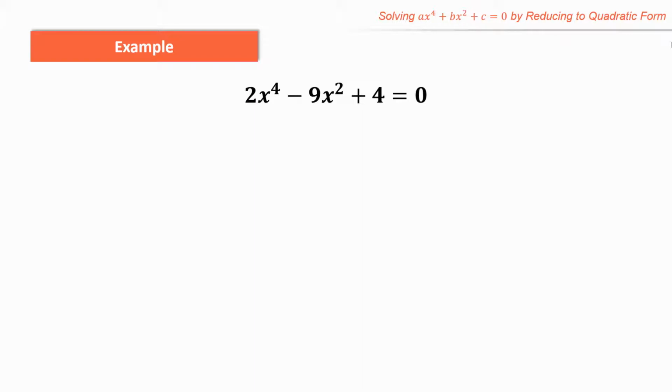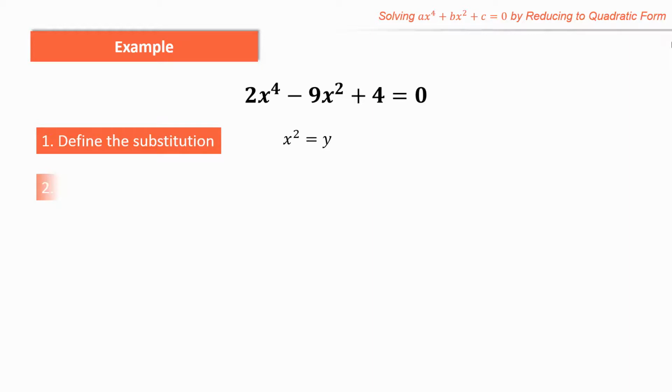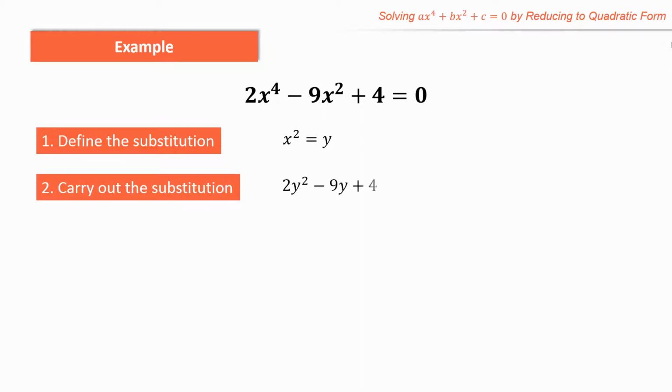Shall we try to solve this equation together? In step 1, we define the substitution that we want to use, which in this example is going to be x squared equals y. In step 2, we carry out the substitution, which leaves us with 2y squared minus 9y plus 4 equals 0. If your step 2 does not leave you with a quadratic equation, go back to the first step and redefine your substitution.